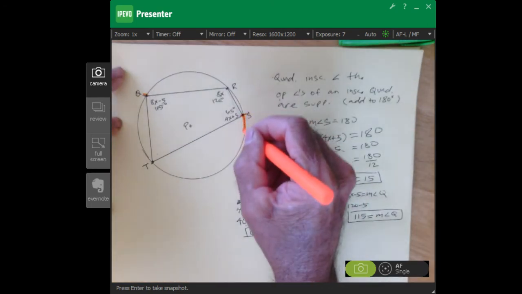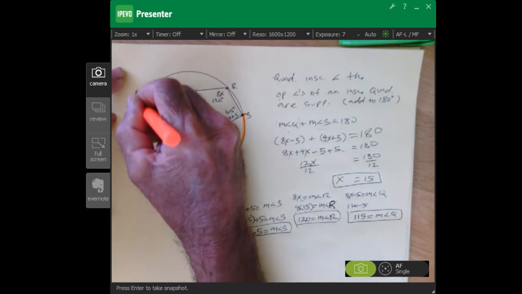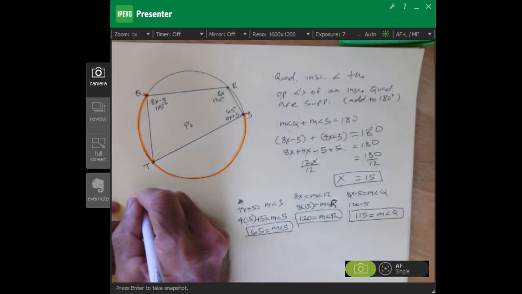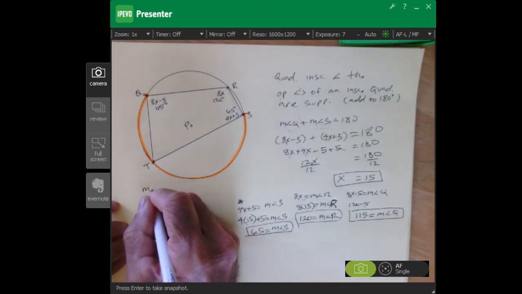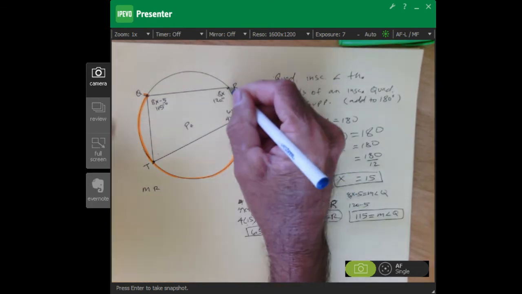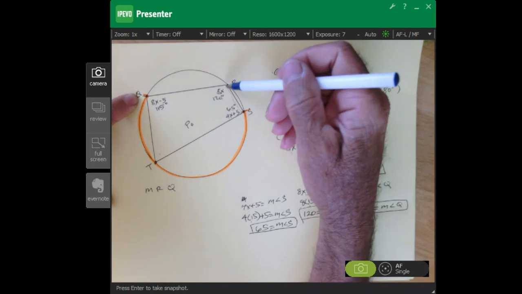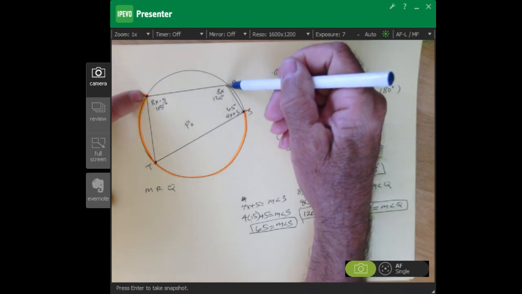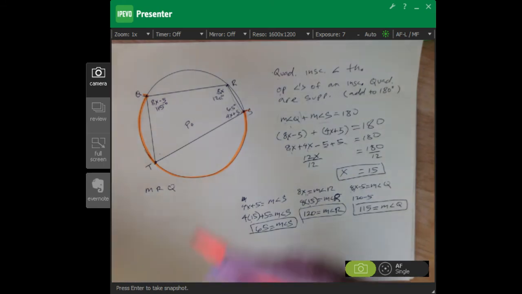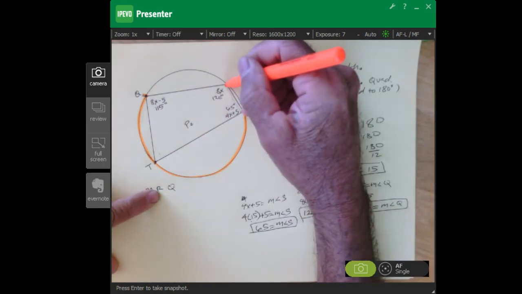And so if we trace that arc out, okay, we can say the measure of arc R, we need the endpoints, right? R and Q. So it starts here, ends here. But we need to know, I made a mistake. I started at S, didn't I? We're starting here, which is R.